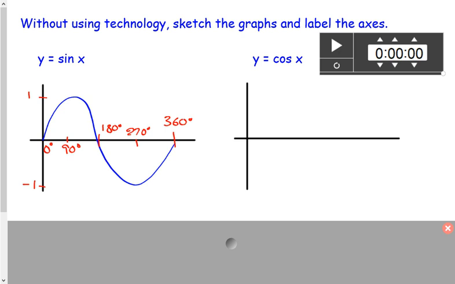So for cosine, starts at a maximum, ends at a maximum. Now if I think in radians, a full period would be 2 pi, so half would be pi. This point, pi by 2, and that one a little bit off. But again, for a quick sketch, we'll let it go. 3 pi by 2, maximum 1, minimum -1. There we go.